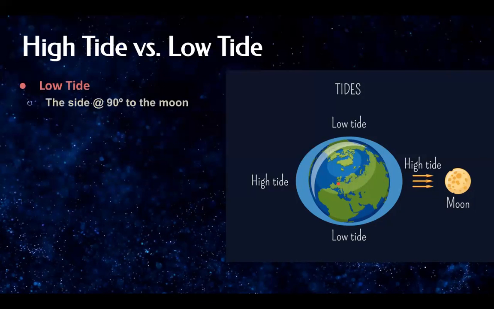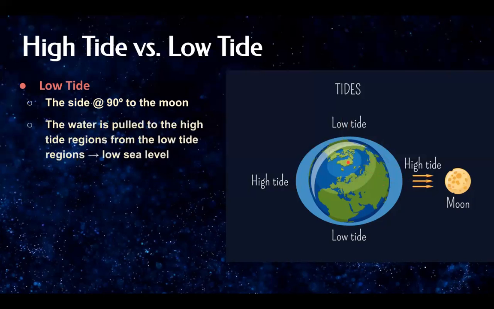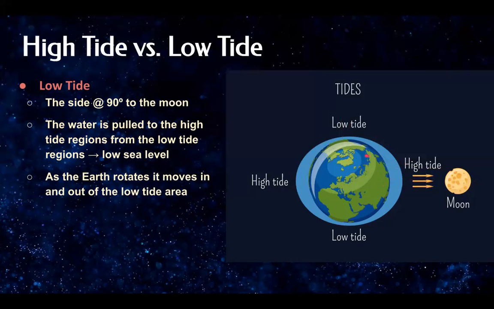Low tide. This is the side that's at a 90-degree angle to the moon. So you can see the moon there, and then 90 degrees to that, that's our low tide side. The water is pulled to the high tide regions from the low tide regions. That's what causes that low sea level. As the Earth rotates, it moves in and out of the low tide area, just like it would for the high tide area. So if you started in a low tide area, 6 hours later, you're going to be in a high tide area. And you're just rotating through these areas where the water is higher or lower.